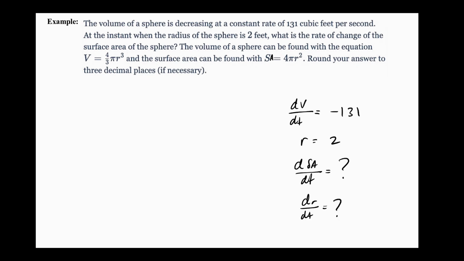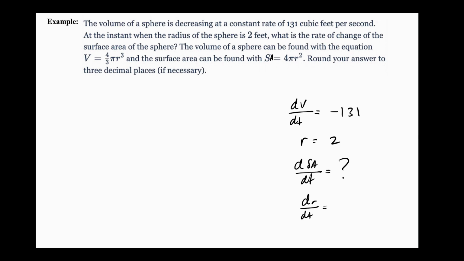Everything I have listed here is what I know and what I don't know. Volume is going down by negative 131. Radius is 2. dSA/dt, that's what I need to know. I don't know that. That's what the question is asking. dr/dt is not anywhere listed, but I know I'm going to need that. So that's not necessarily going to answer the question, but it is a necessary piece.